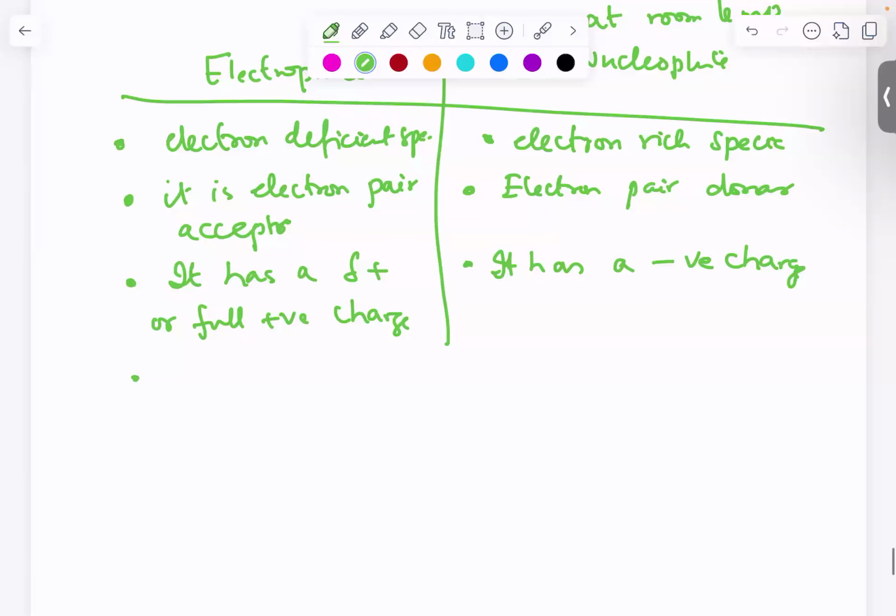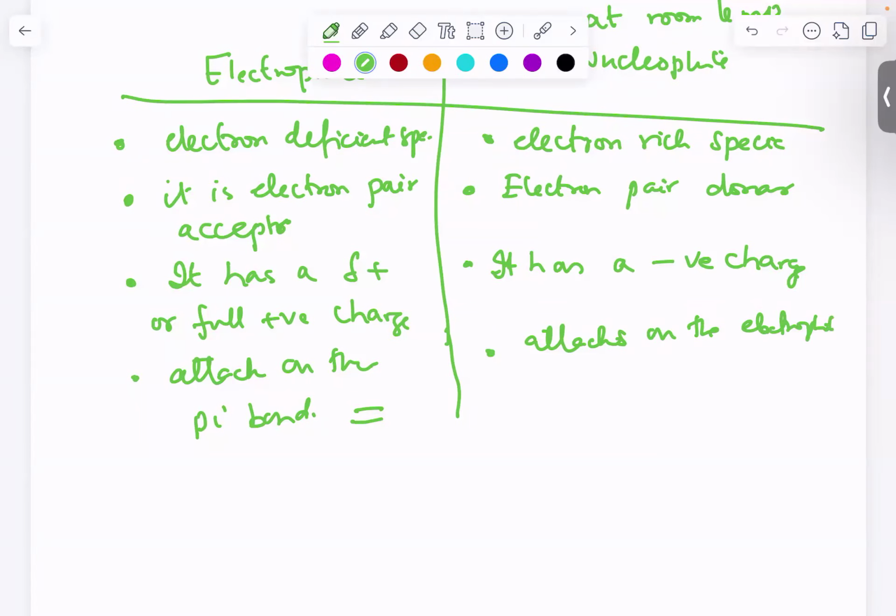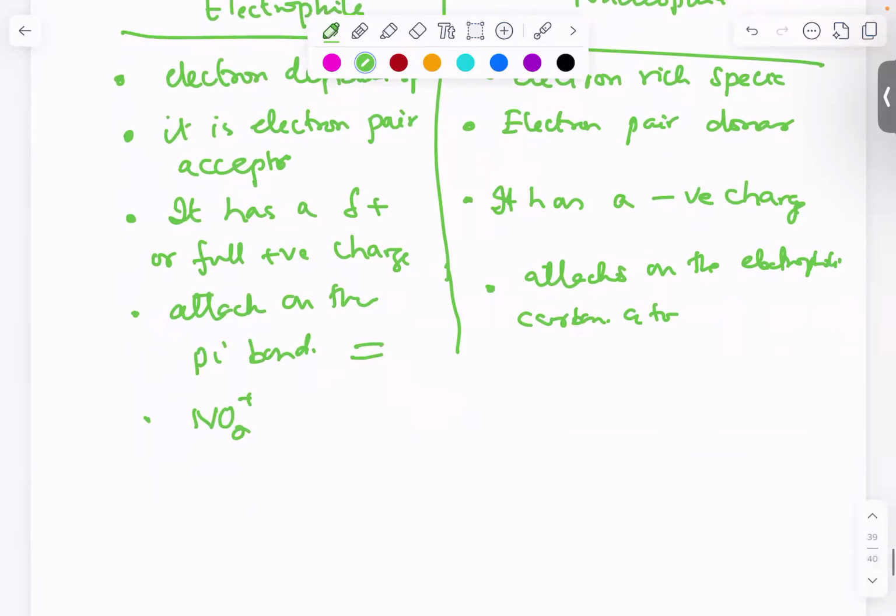Now, an electrophile attacks the electron rich carbon atom, or an electrophile attacks the pi bond, that is the double bond. And a nucleophile attacks the electrophilic carbon atom. The examples are nitronium ion. All right, one thing is left.